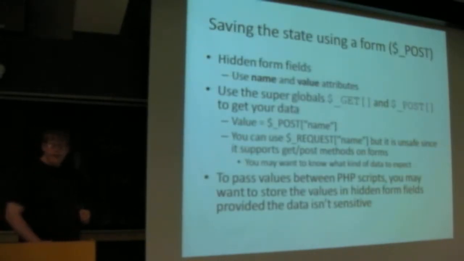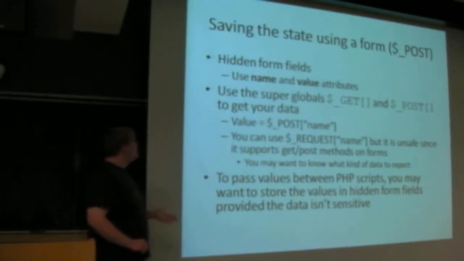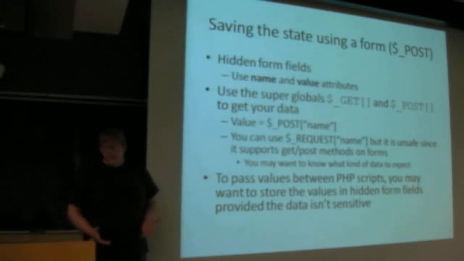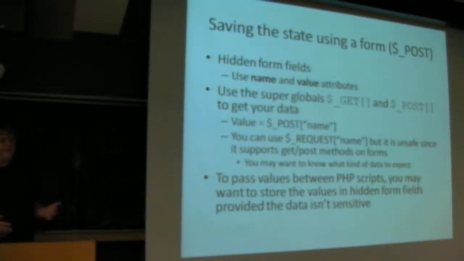So first, saving the state using the post. Basically, use hidden form fields, or if it's data that the user is trying to revalidate, let's say their email address was wrong on a submission form, you can fill it in again and your data is still there.